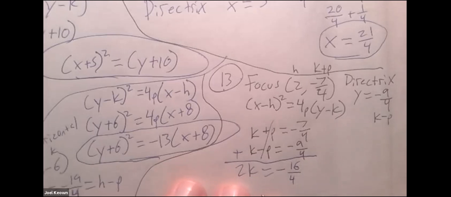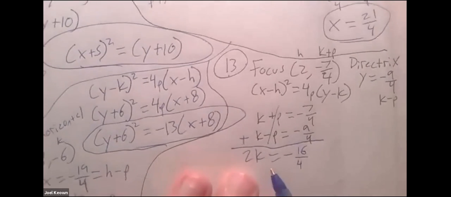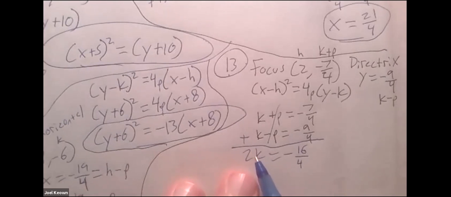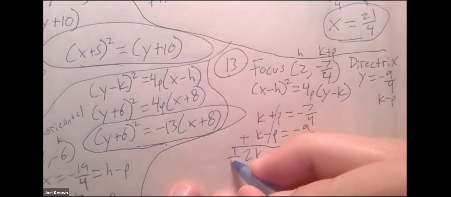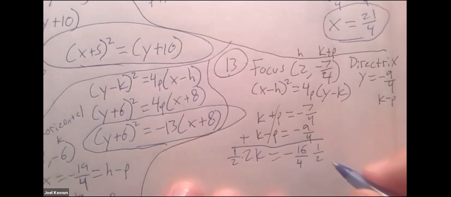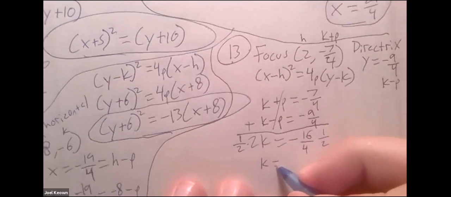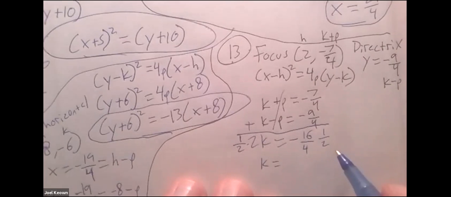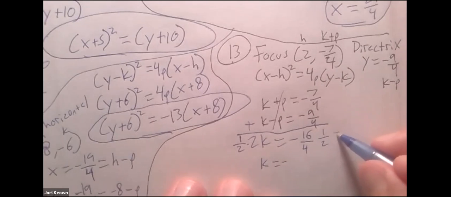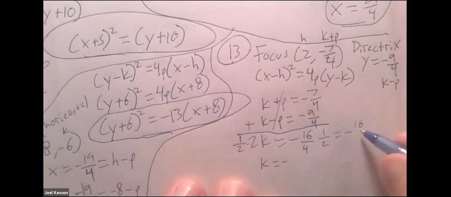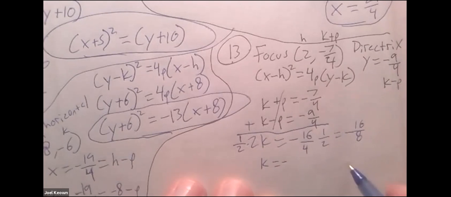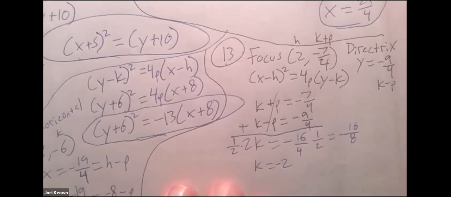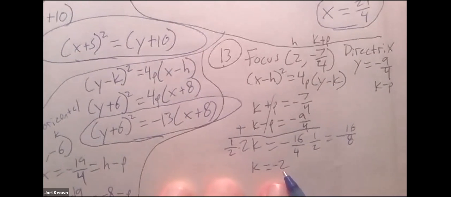Okay. So let's see here. I now need to divide both sides by 2. Well, dividing both sides by 2 is the same thing as multiplying by 1/2. So k is equal to, well, 2 times 4 is 8, so negative 16 over 8, which is the same thing as negative 2. There's my k.